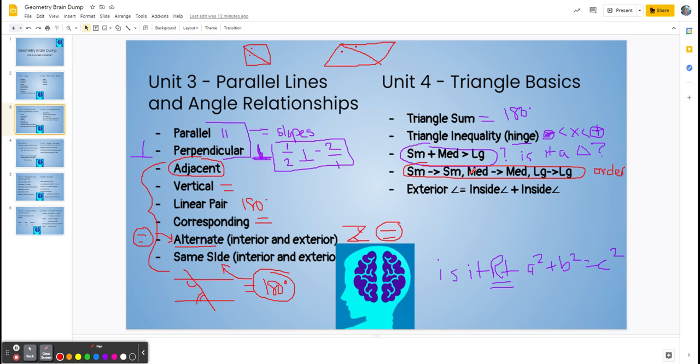Small is opposite small, medium is opposite medium, large is opposite large. That's ordering the sides and angles. So we're ordering.